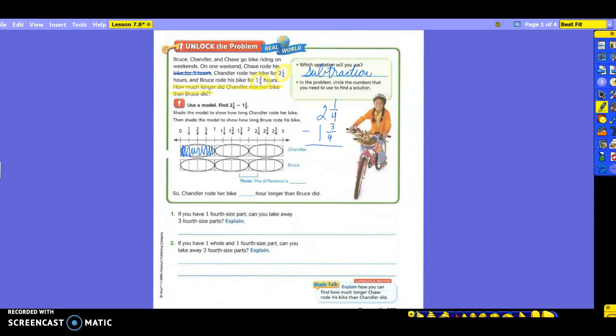So we color to the 1, another whole, color to the 2, and then another 1/4. Quickly shade those amount of boxes. Okay, and then what was the number for Bruce? 1. Good, so we're going to do 1 whole, and then another 3/4 parts. And you can see that you're following right along with the 1 3/4 line.